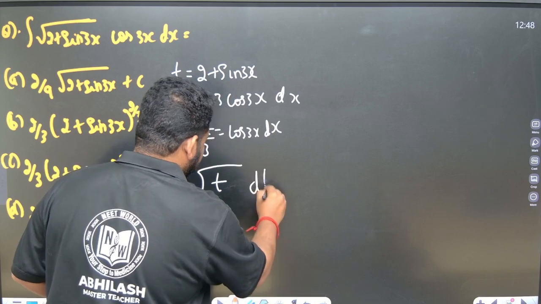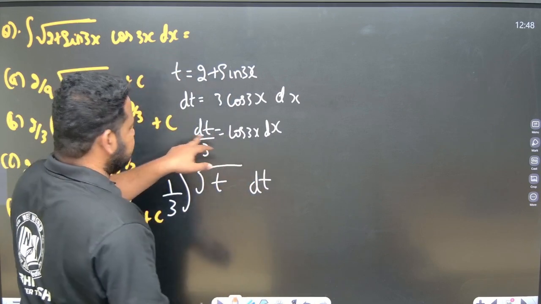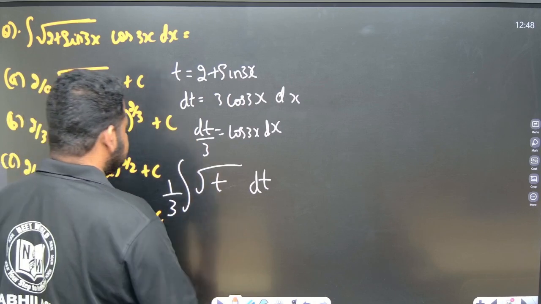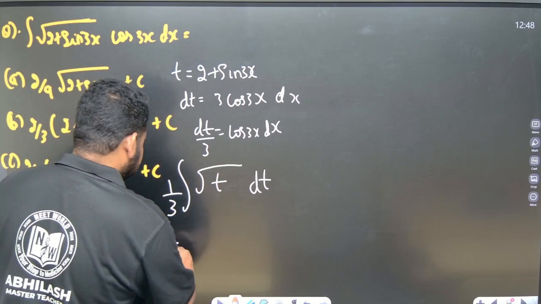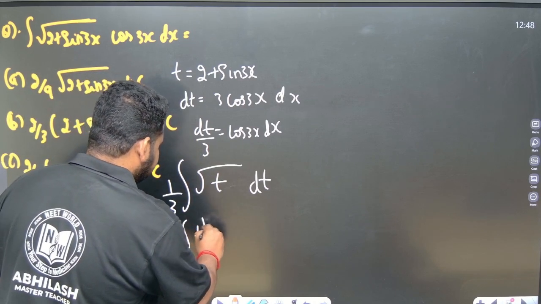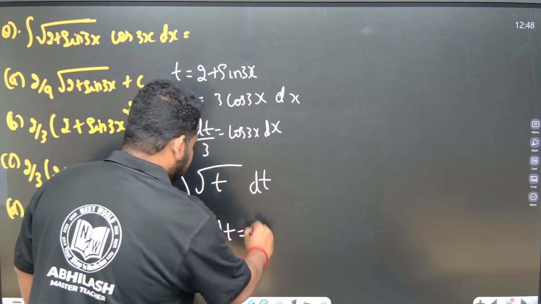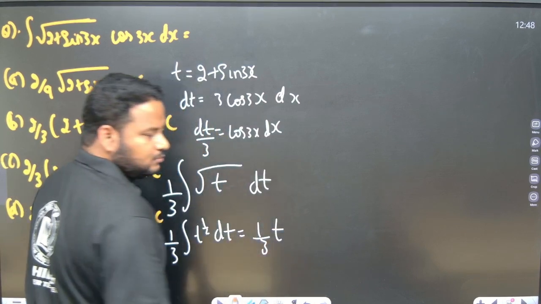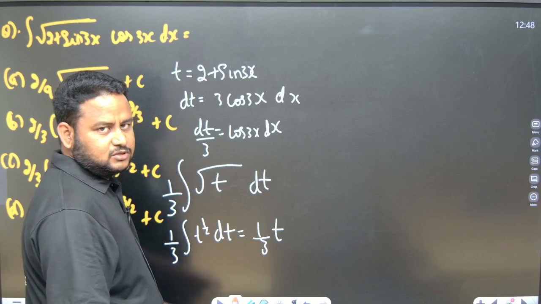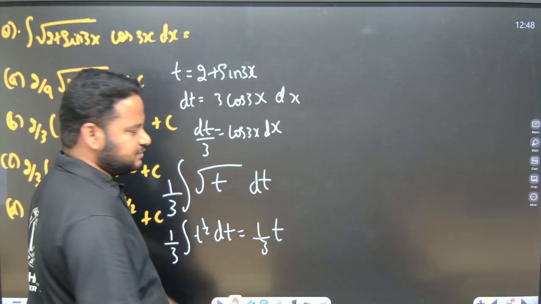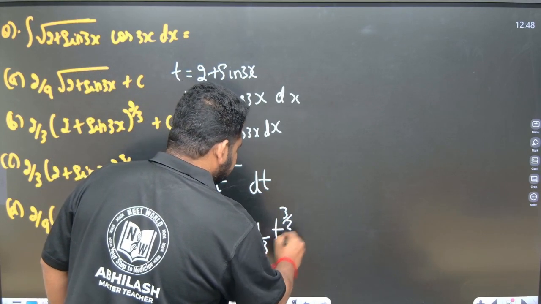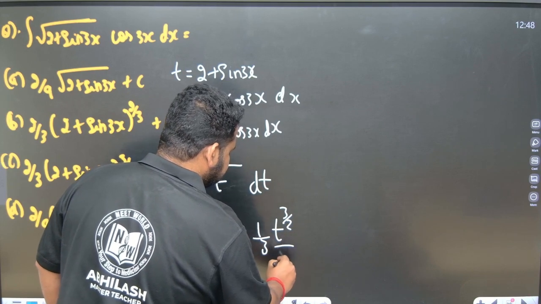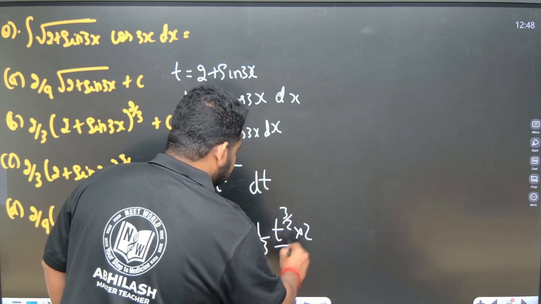I will get it as dt, because cos 3x dx is nothing but equal to dt by 3. Now the square root of t is nothing but, friends, I will get 1 by 3 into the integral of t to the power of 1 by 2 dt, that is equal to 1 by 3 into t to the power of 1 by 2 plus 1 divided by 1 by 2 plus 1, that is nothing but 3 by 2. Here also it will be 3 by 2, but I should write it as 3 into 2, plus c.